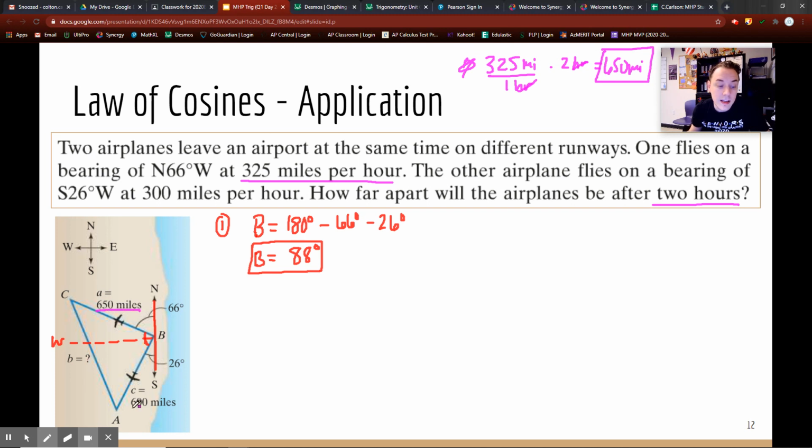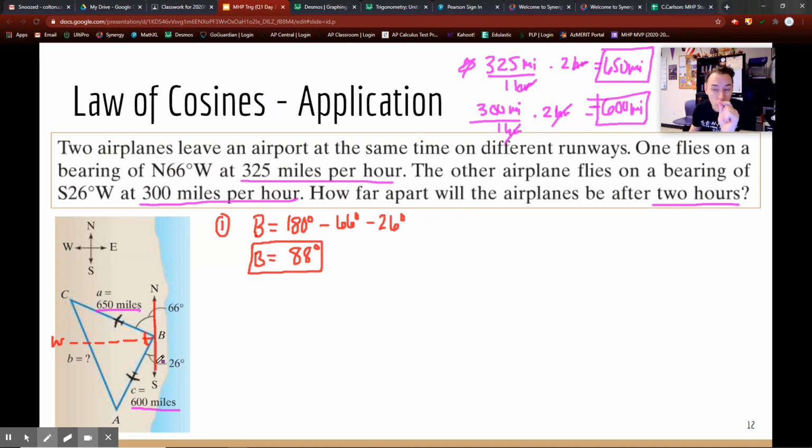And same thing here, how do I get 600? I take 300 miles per hour right here, 300 miles per 1 hour, and then times 2 hours, because that's how I want to know how much they have flown after 2 hours. The hours go poof, and that becomes 600 because 300 times 2 is 600. And that is on the bearing of south 26 degrees west. So that's what I have here, south 26 degrees west.